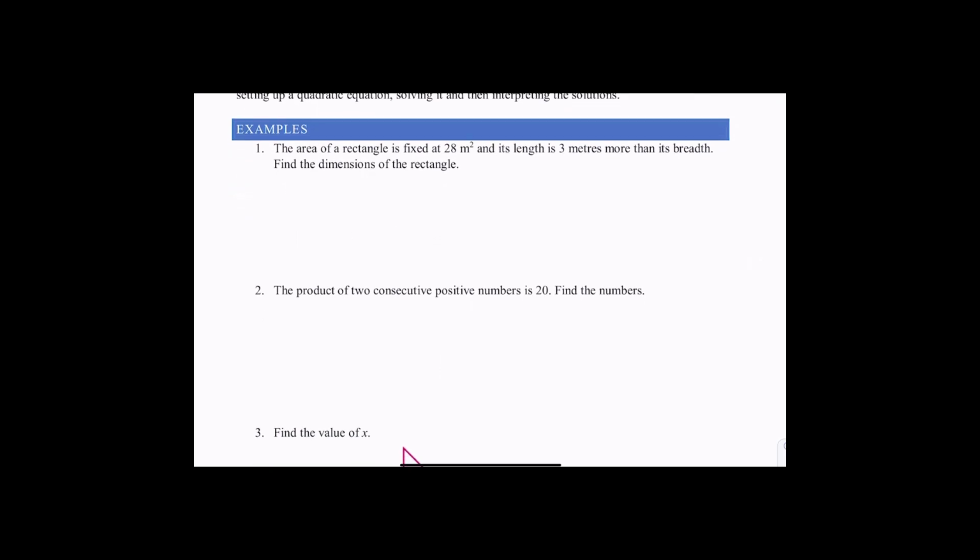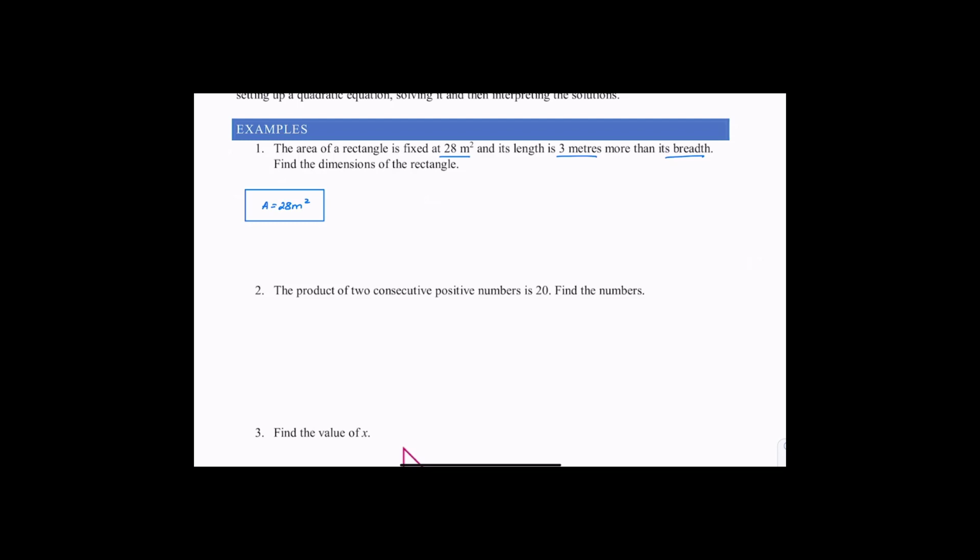The area of a rectangle is fixed at 28 meters squared and its length is 3 meters more than its breadth. Find the dimensions of the rectangle. For a question like this, the very best thing to do is to first of all draw a diagram so you can see what's going on. So here is my rectangle and the area I know is 28 meters squared. And I'm now going to have to label my rectangle.